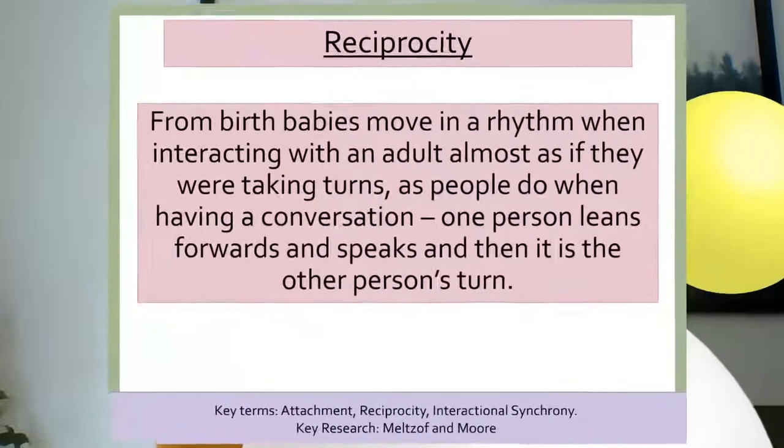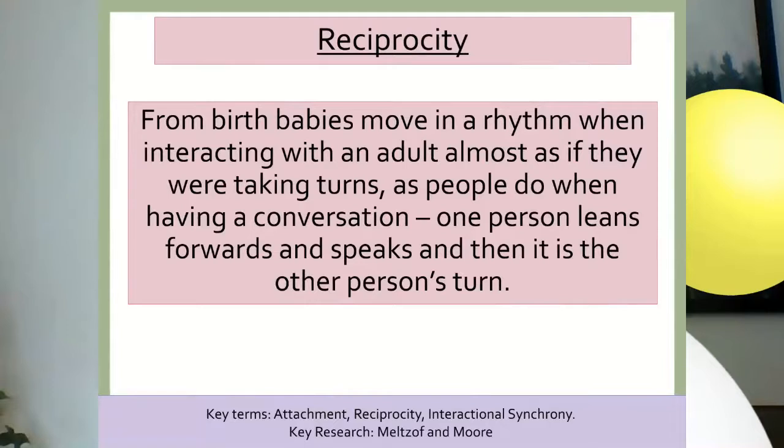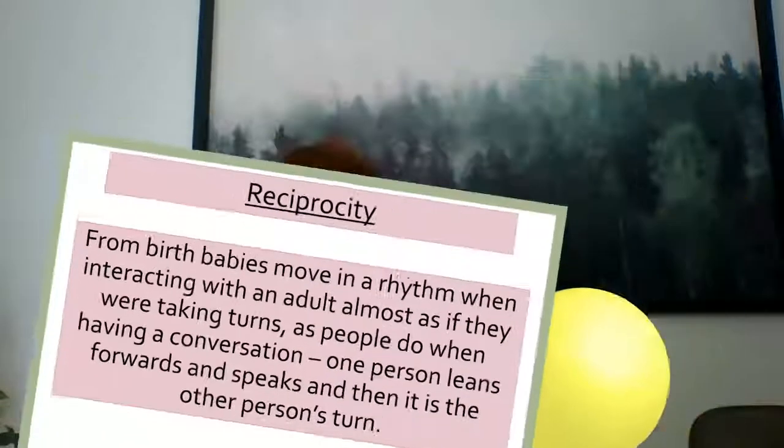So reciprocity. This is the idea that babies move in a rhythm when they interact with an adult. So they take turns and they have conversations with adults. On the assignment, I have attached a video that you might want to watch of a baby. There's so many that you can find on YouTube acting this way with their caregiver. So it's the idea that a baby might babble and then wait for you to respond. So you would say something and then the baby would babble again, and it's kind of like a conversation develops between an infant and their caregiver. So I've got a definition of reciprocity here.